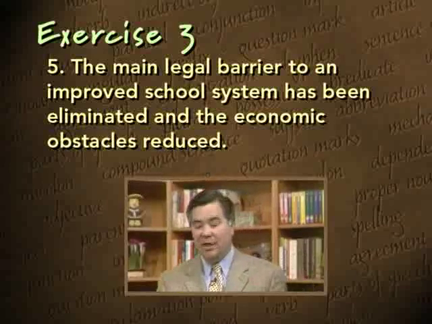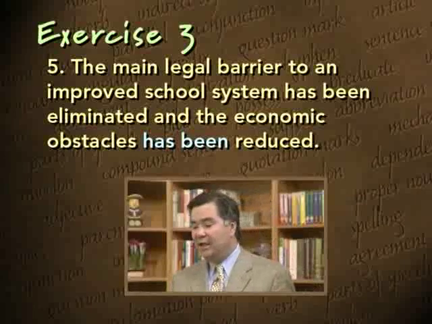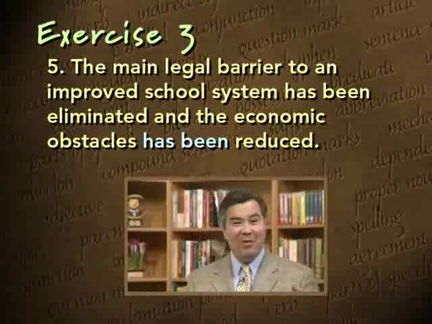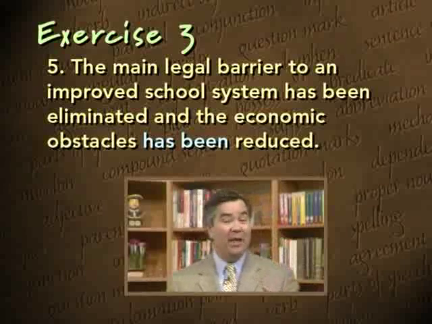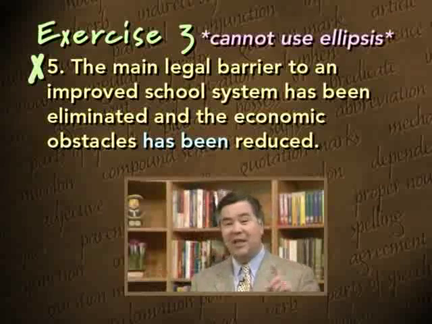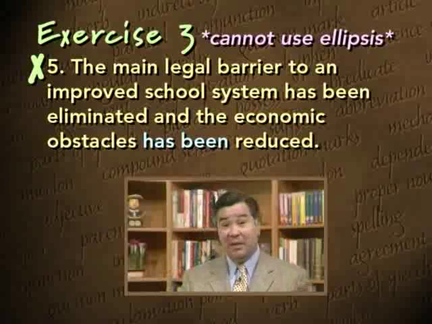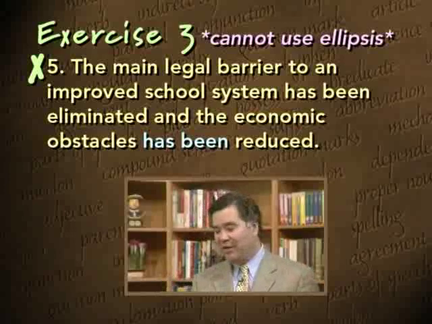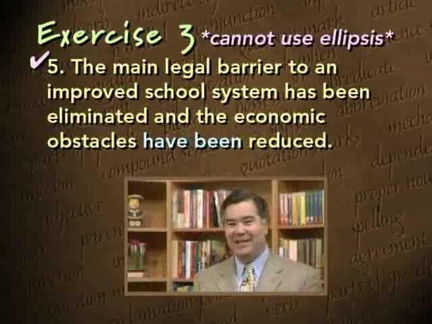Here's how it would then read. The main legal barrier to an improved school system has been eliminated, and the economic obstacles has been reduced. Okay, when we reinsert the helping verbs has been, which were left out or omitted from the second clause, we see that they don't quite work. The reason is that the subject of the first clause, barrier, is singular, but the subject of the second clause, obstacles, is plural, and therefore the helping verb has been doesn't work. We have to use have been instead.